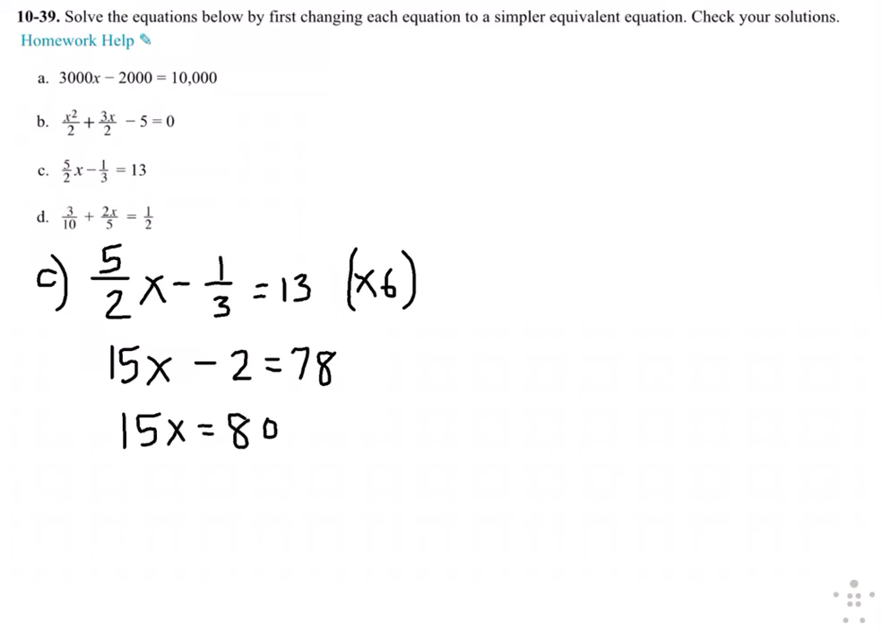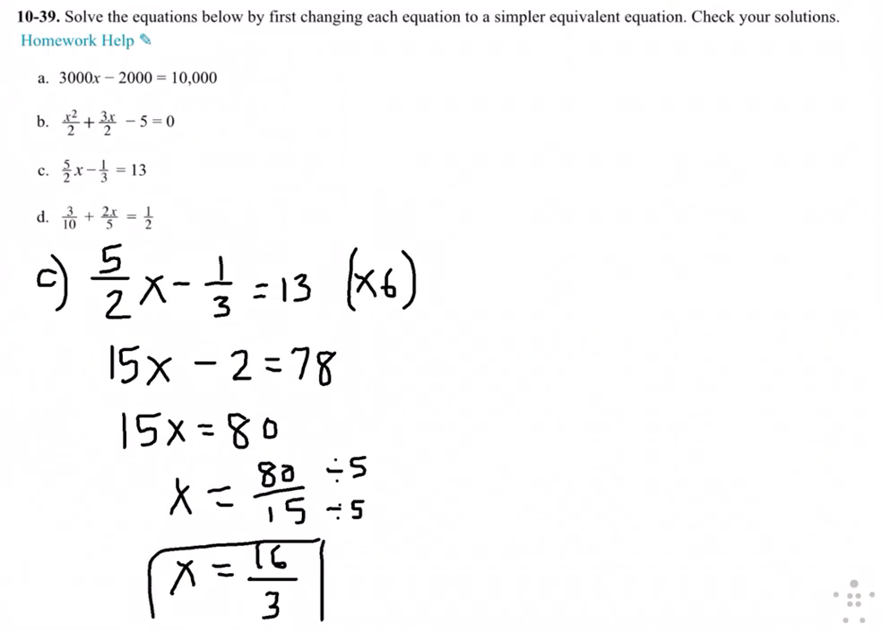15x equals 80. Divide both sides by 15, and 80 divided by 15 is 80 15ths. Okay, and do they have common factors? 5 goes into both 80 and 15. So 5 goes into 80 16 times, and 5 goes into 15 3 times. So x equals 16/3 for C.